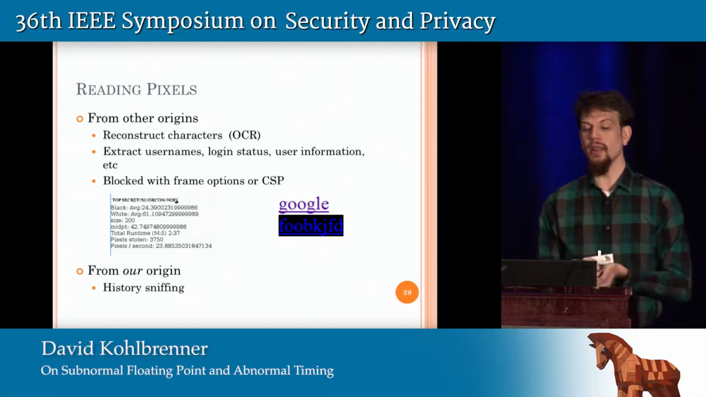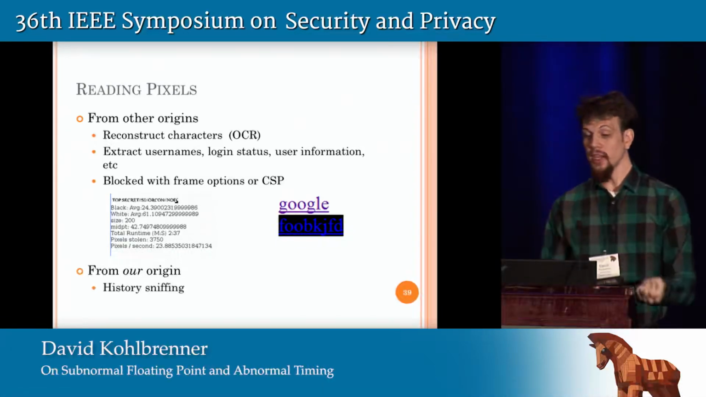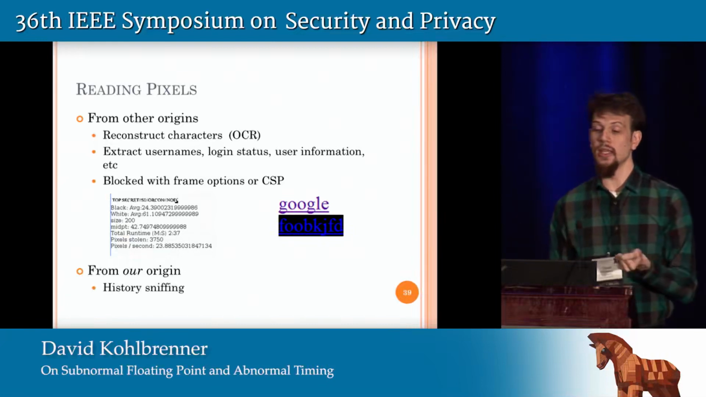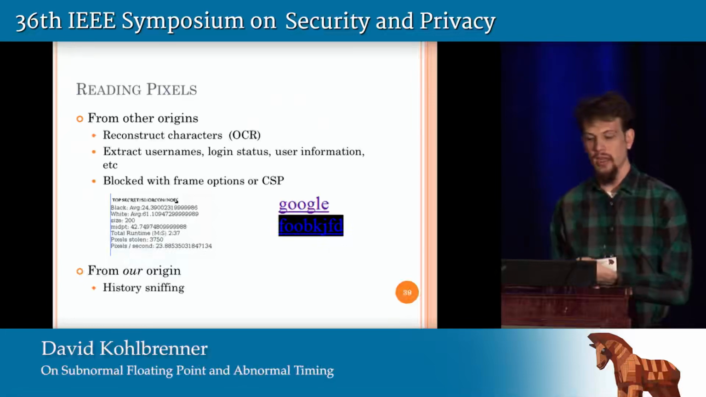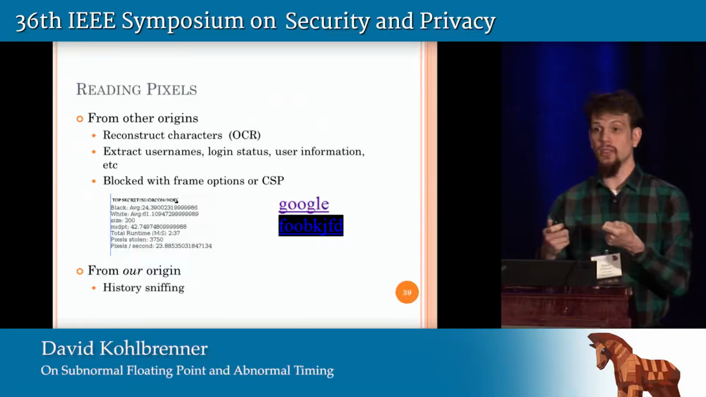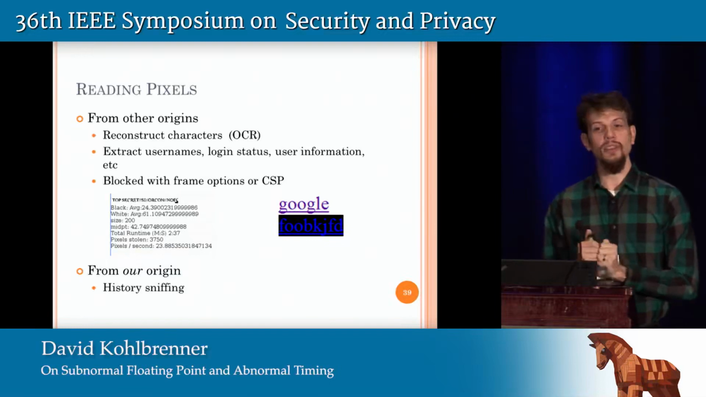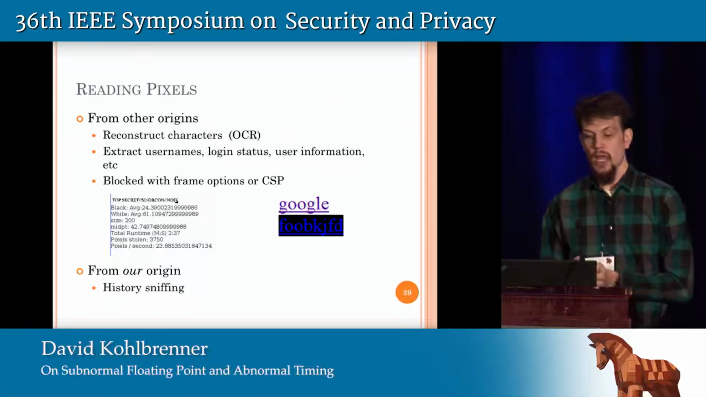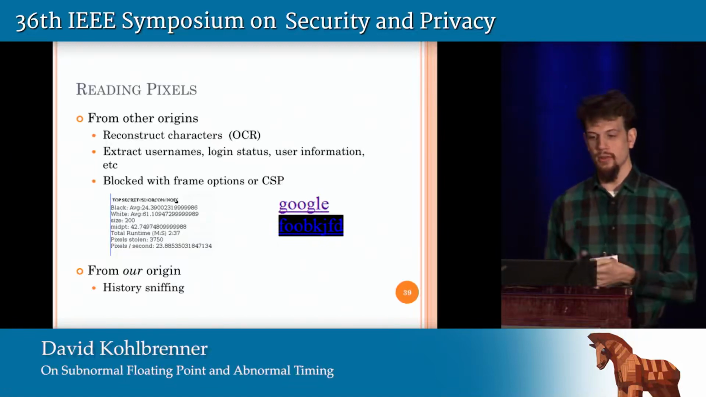A little bit more subtly, though, we can read pixels from our own origin. There's an attack called history sniffing, which if you haven't heard of it, the idea is that in history sniffing, you read the link color on a web page. You use the attacker page, make a link to some other page, and you're not supposed to be able to read the link color of that because that would tell you whether or not the user has been there before. But we can just read the link color of our own links using this attack, and then we know whether the user has been there.